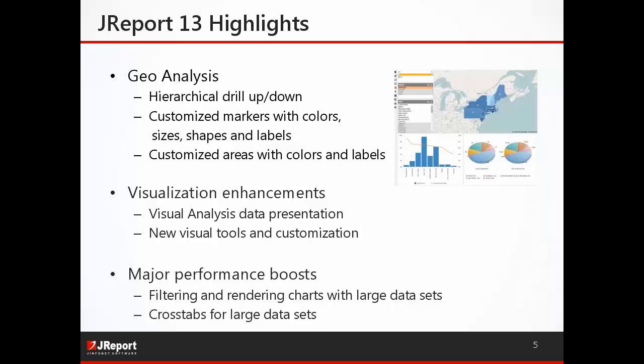So we work with Google Maps and OpenStreetMaps now, and you can do hierarchical drill up and down. So you can drill down from country to state to even county level. You can add customized markers and areas on OpenStreetMaps and Google Maps, and also set conditional properties such as colors, size, shapes, and labels. So for example, you can set up a condition that if the unemployment rate of a state increases by 10%, you can change the color of that state to red. So this is the Geo Analysis feature that we have added in JReport 13.